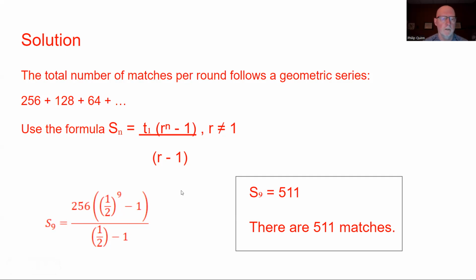If we do the calculations, 1/2 to the 9th minus 1, multiplied by 256 and then divided by 1/2 minus 1, we should get the sum of 9 rounds, or the sum of 9 terms, to be 511. So we state at the end, we have 511 matches.